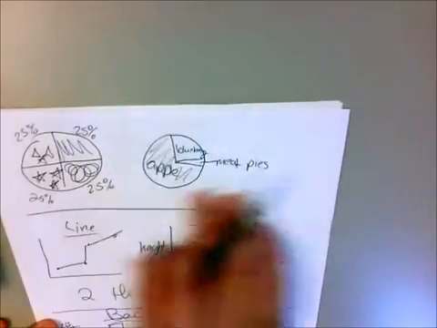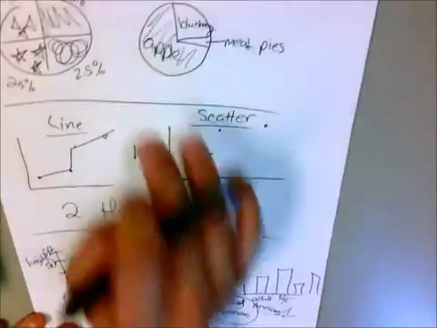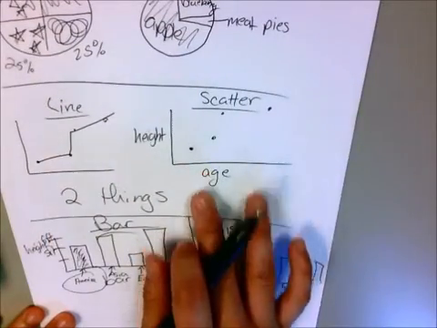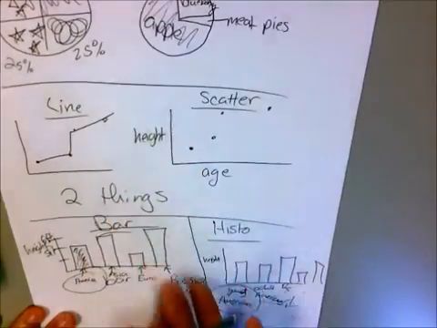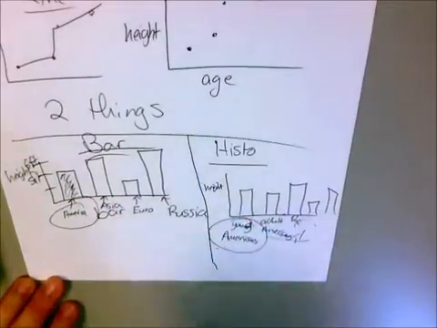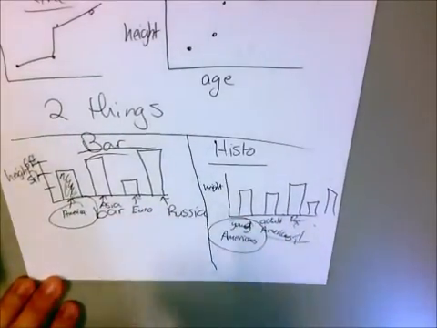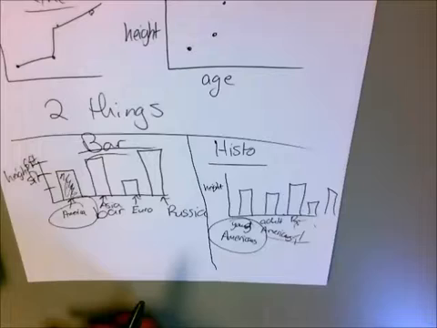Pie charts, categorizing things without numbers. Line and scatter graphs, comparing two things with exact numbers. Bar graphs, histograms, comparing lots of different things with specific numbers. Alright? So let's go ahead and move on.